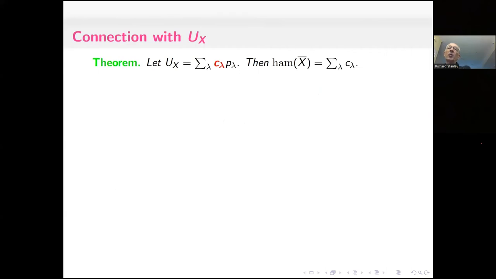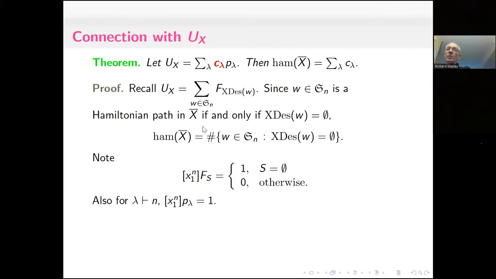So first, how to read directly off from UX, rather than just the expansion in terms of the quasi-symmetric functions, the number of Hamiltonian paths, let's say in X complement. We expand it in terms of power sums. And then the number of Hamiltonian paths in X complement is just the sum of the coefficients. Really immediate from the definition.